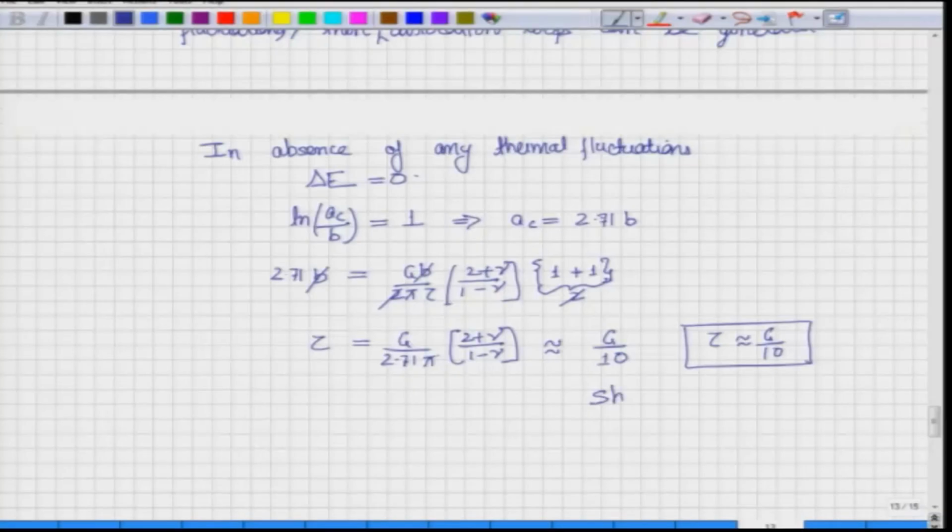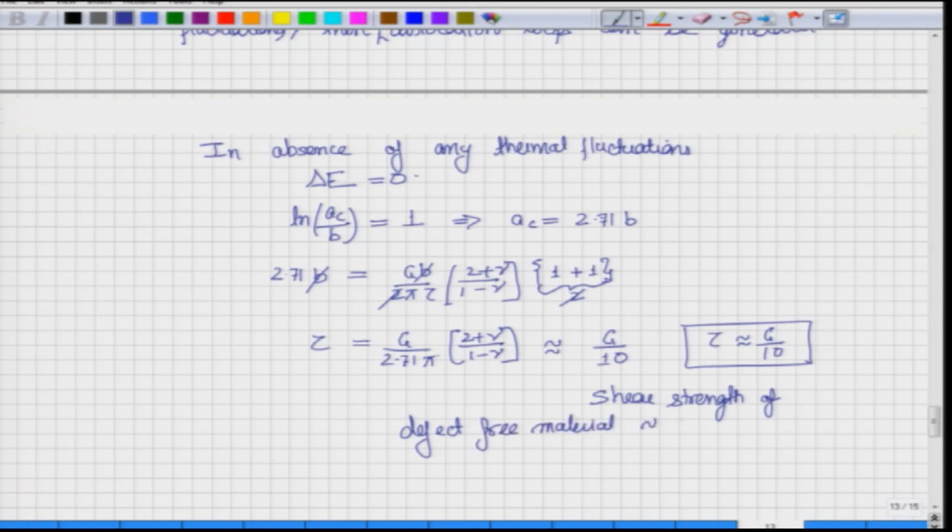So, again we come back to the same relation which describes that the shear strength of defect free material is of the order of G by 10. So, we have obtained the same thing, but in a different way, where it shows that a defect free material will have very high strength.